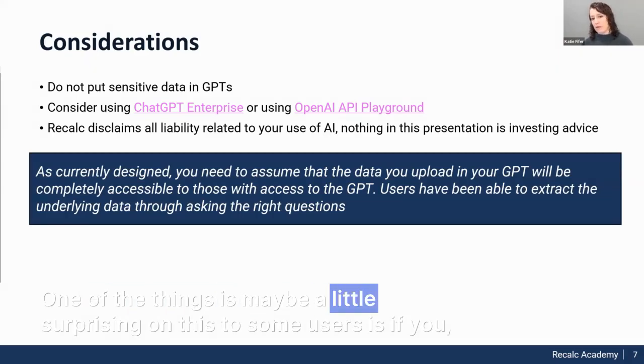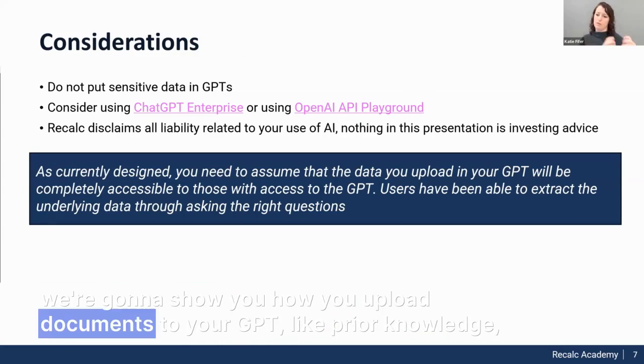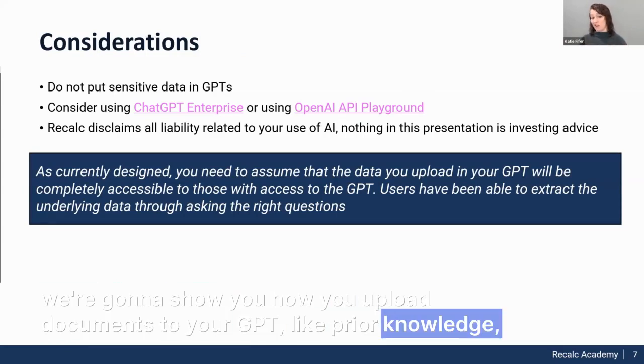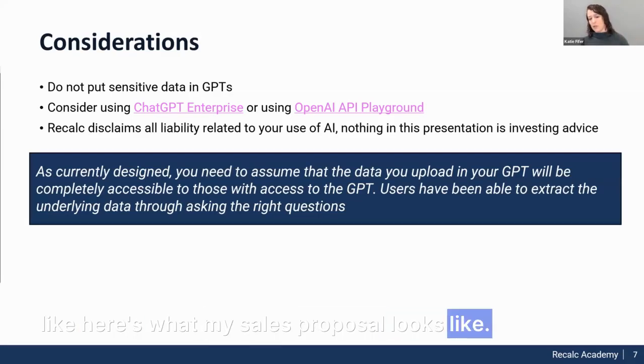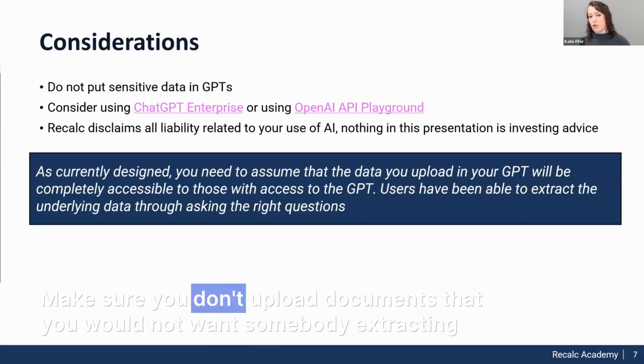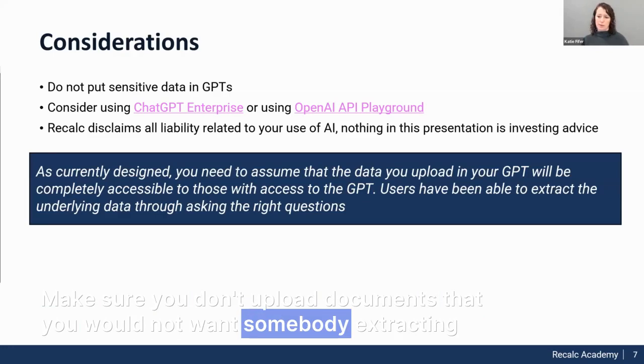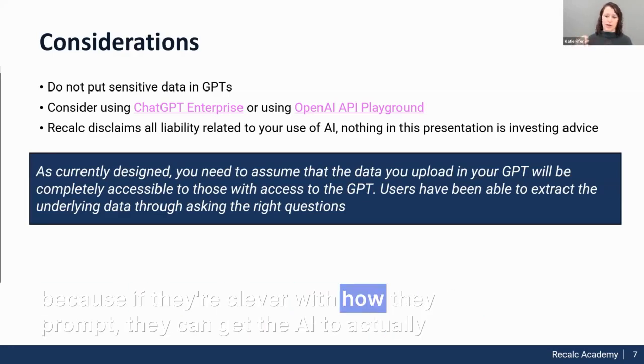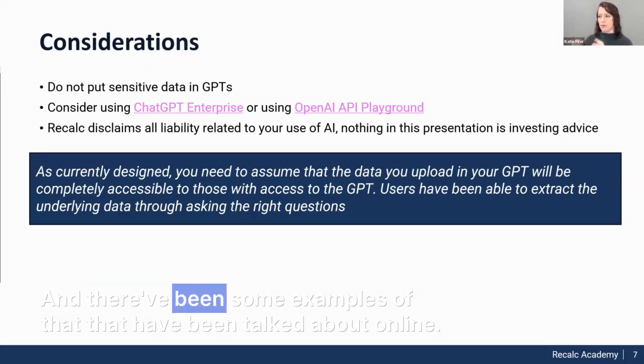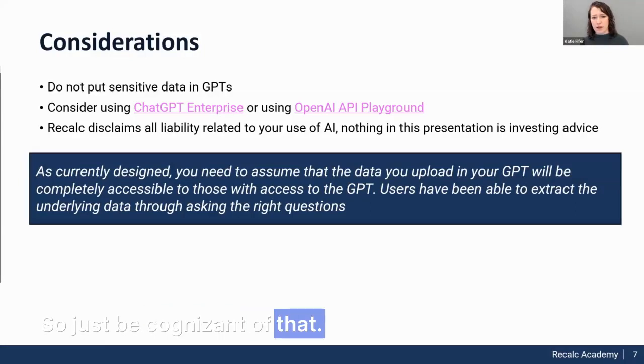One of the things that's maybe a little surprising to some users is that we're going to show you how you upload documents to your GPT, like prior knowledge, like here's what my sales proposal looks like. Make sure you don't upload documents that you would not want somebody extracting, because if they're clever with how they prompt, they can get the AI to actually give them the document. There have been some examples of that talked about online, so just be cognizant of that.